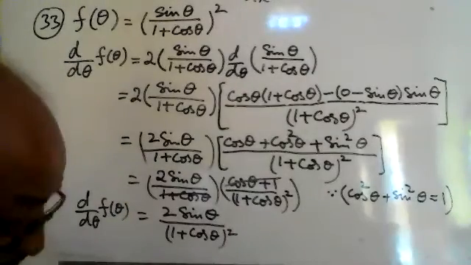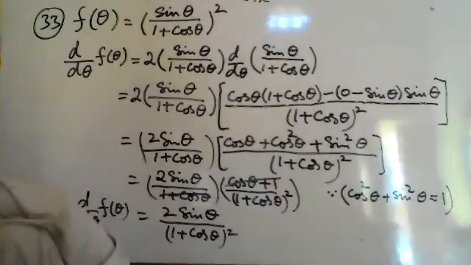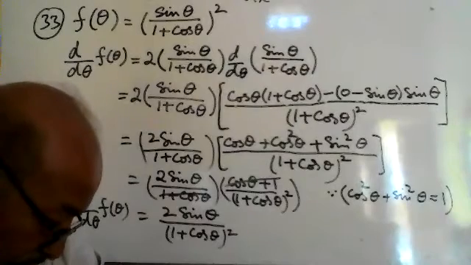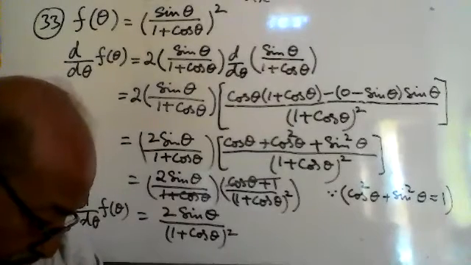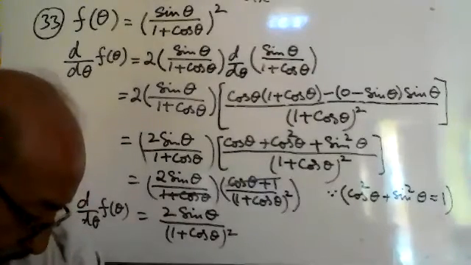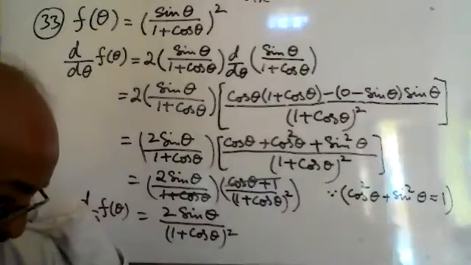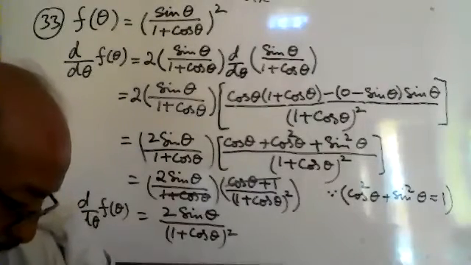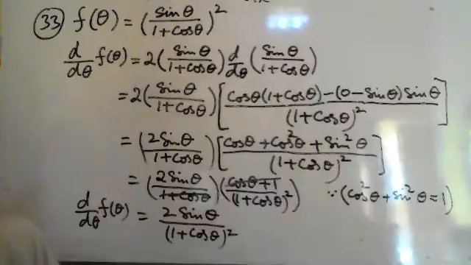That was question number 33. We do another question, question number 37. Q is equal to sine of t upon under root t plus 1.